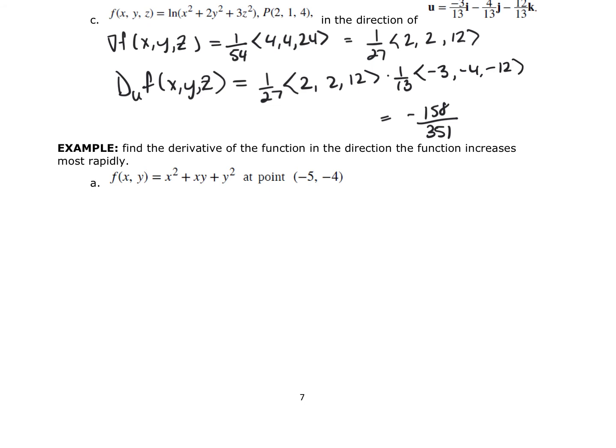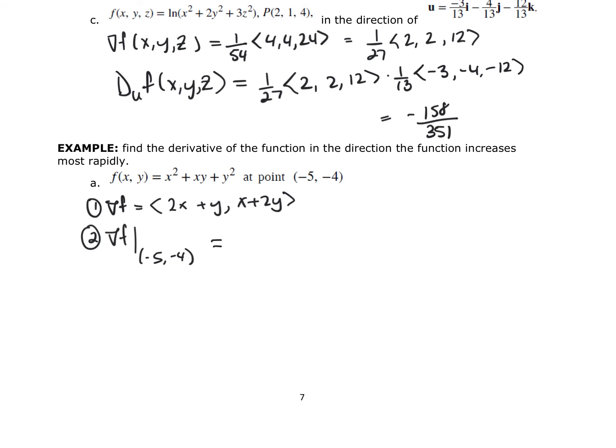When I'm doing this, the first thing I'm going to want to do is find my gradient. So number 1, find my gradient. So the gradient of f is going to be equal to 2x plus y, comma, x plus 2y. My second thing I'm going to want to do is evaluate my gradient at the point given to me.